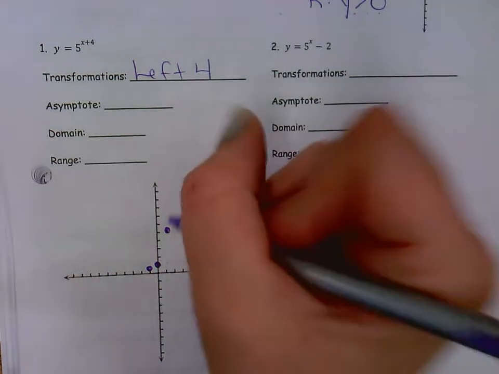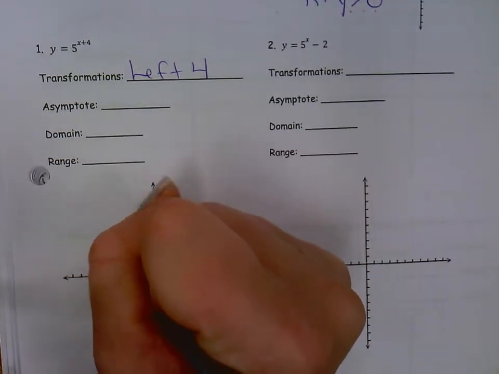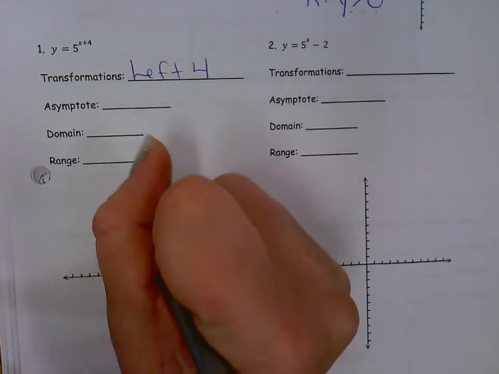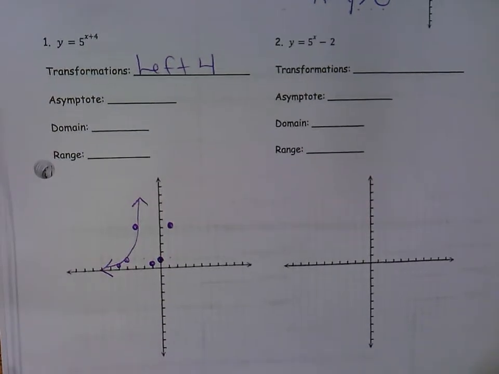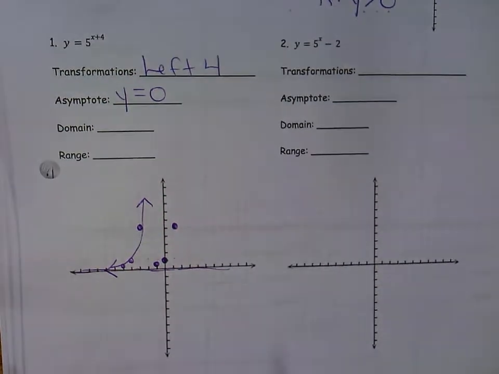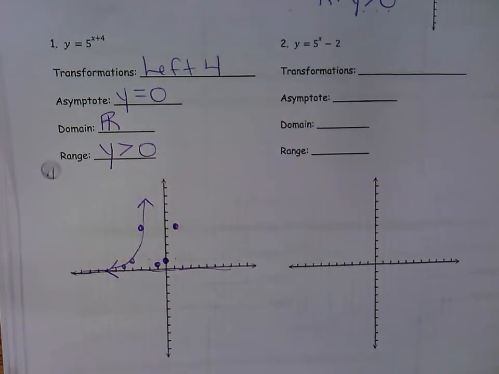So left 4. 1, 2, 3, 4, I plotted. 1, 2, 3, 4, and 1, 2, 3, 4. Here we go. So there's that. Let's answer what the asymptote, domain, and range are. So the asymptote hasn't moved, right? Still y equals 0. And I could plot that if I wanted to down here. My domain and range also have not changed. They only change if you shift up or down. So domain is still all real numbers, and y is greater than 0.